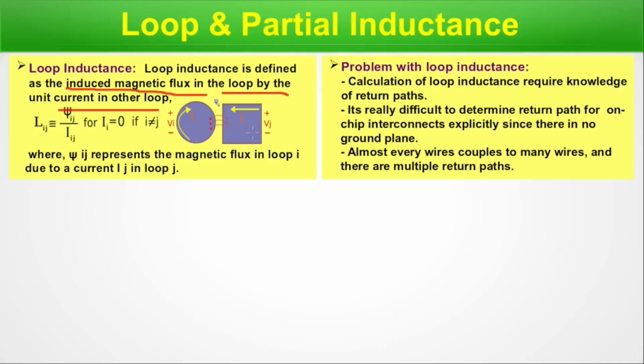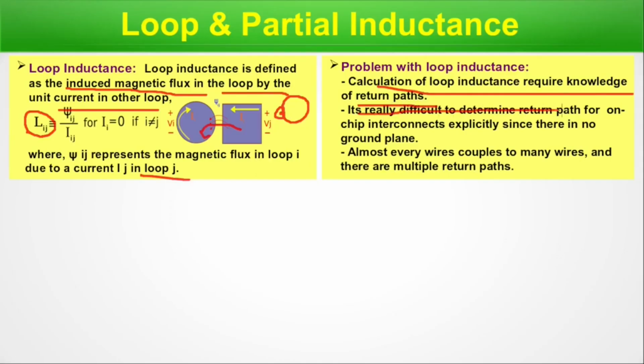It's a loop, so magnetic flux is induced from one loop to another. This is the loop inductance, where psi_ij represents the magnetic flux in loop i due to current I_j in loop j. Now, the problem with loop inductance: calculation of loop inductance requires knowledge of return paths. When we are considering loop inductance, we need to know the return path because it's a loop. As long as we do not know the return path, the loop is not closed, and the calculation of loop inductance is incomplete.